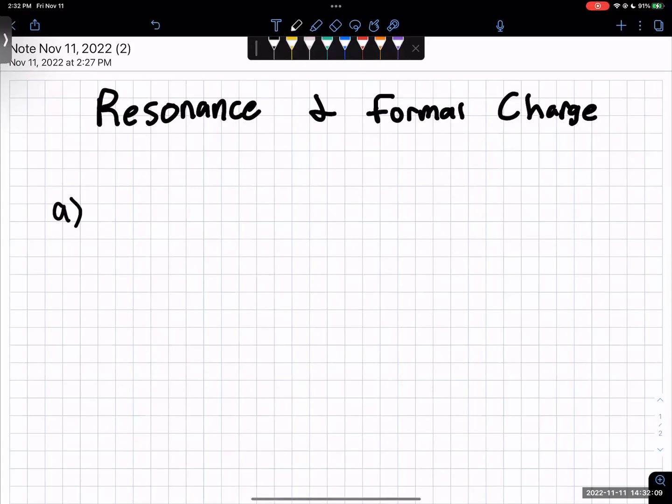I'll draw out a couple things here. Let's just do one at a time. So for nitrate, give me all resonance structures. I'm not going to tell you how many there are, just to know that, okay, there's no more after this. This is how it's going to be in open.